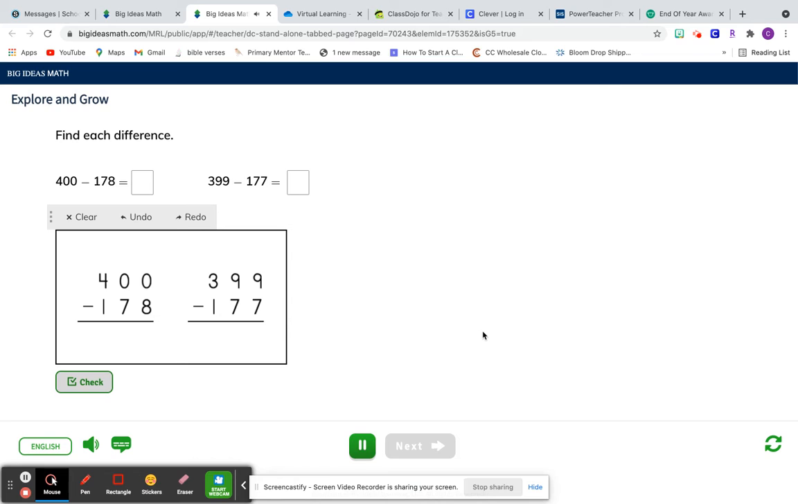Find each difference. Okay, so this is a complicated step. There's a couple different ways you can do this. I'm going to show you the basic way to do this. All right, we cannot subtract 8 from 0, but then there's nothing over here for us to borrow. So we have to come over here to the 400.